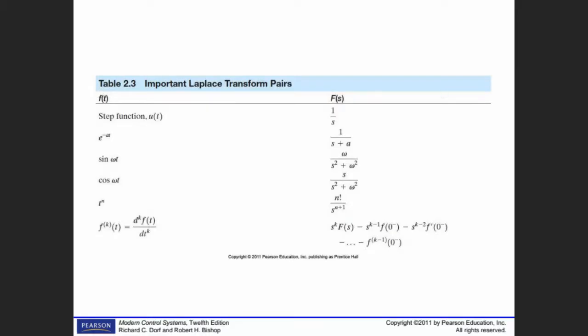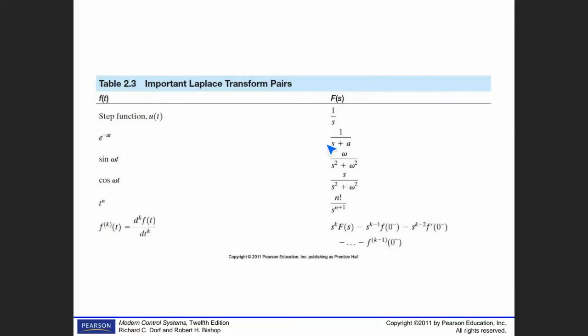I just review the S-domain equations we widely use. You remember that, so I'm going to be a bit fast on this one. For step function, it's 1 over s. For exponential function, it's 1 over s plus alpha.